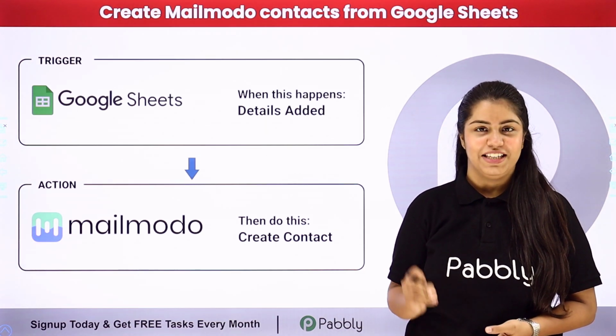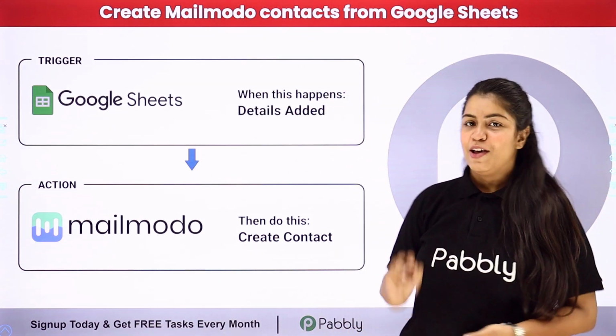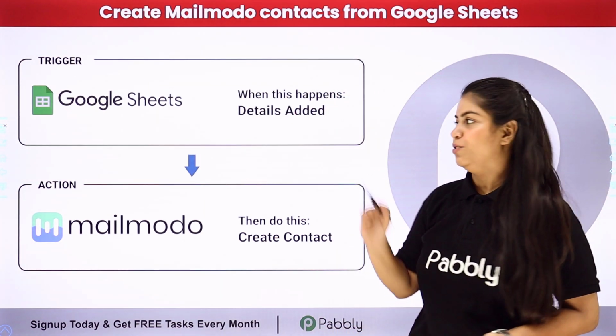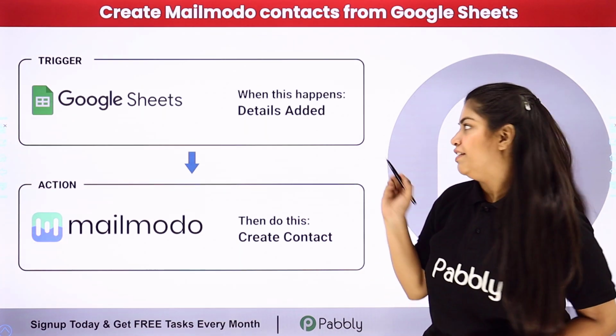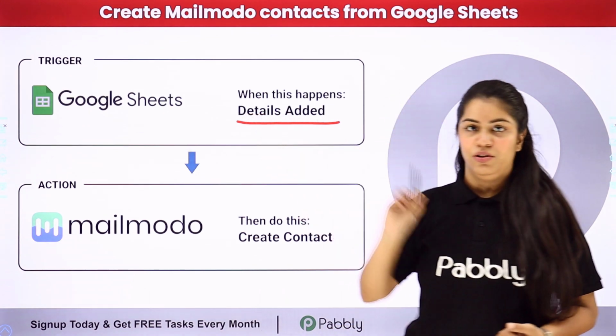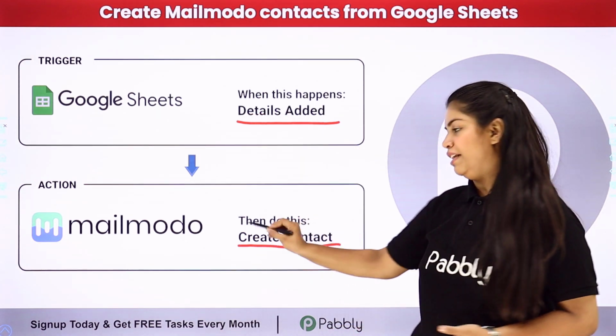The title of our today's video is How to Create Mailmodo Contacts from Google Sheets. So I'm running a business and I'm using Google Sheets to add the details of my new contacts. But I wish that as soon as I add the details of my new contact in my Google Sheets, a contact should automatically be created in Mailmodo too.